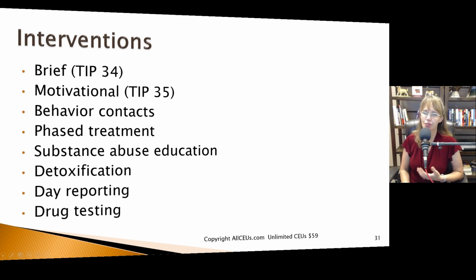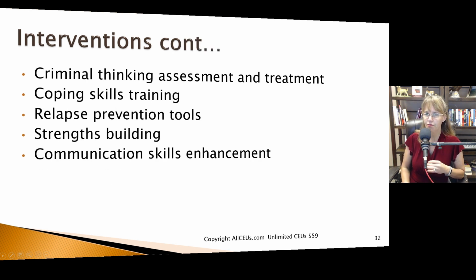Interventions that you can use. Brief therapies, which is Treatment Improvement Protocol 34. Motivational interviewing, which is Treatment Improvement Protocol 35. Behavior contracts. Phased treatment, such as starting out more intense and then gradually reducing the intensity as they move through the treatment process.